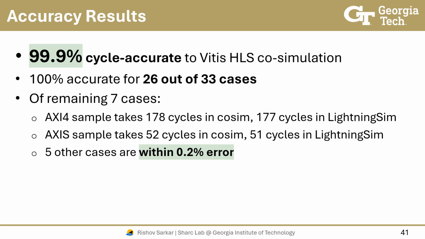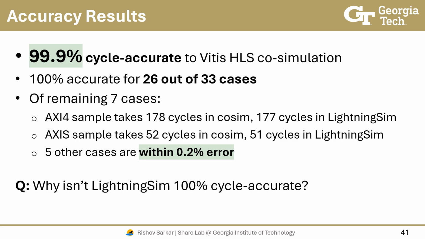First, looking at Lightning Sim's accuracy, our results are an average of 99.9% accurate to the latency results produced by Vitis HLS co-simulation, with 26 out of 33 benchmarks achieving perfect cycle accuracy. Of the 7 cases that are not cycle accurate, 2 of them are only 1 cycle off, and the remaining 5 cases are within 0.2% of the co-simulation cycle count.